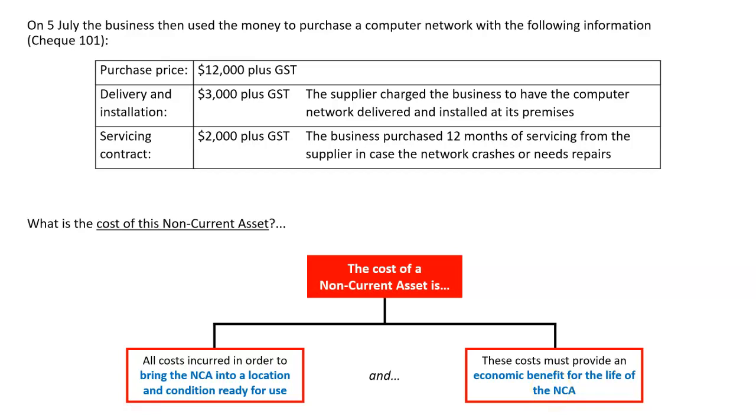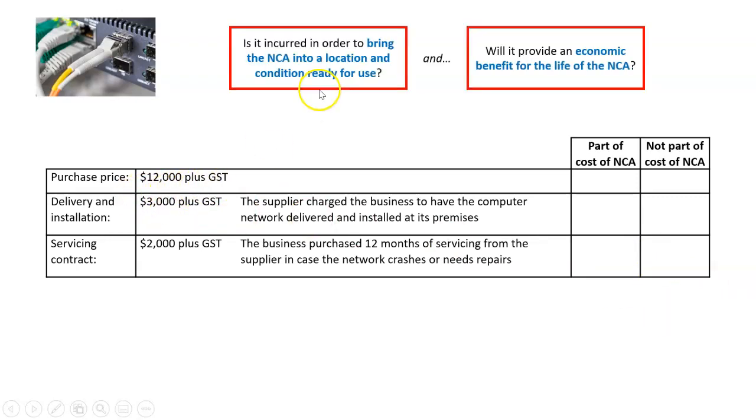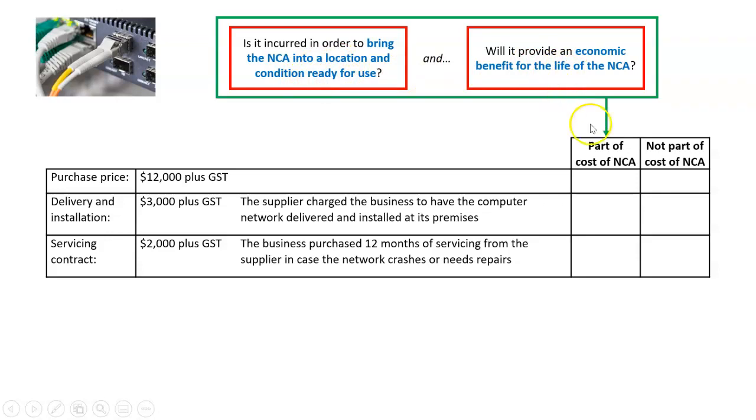So when we do depreciation, we'll give this computer network what's called a useful life. How long we think it'll last for. Let's just say, for example, computer networks usually last a pretty long time. So let's say 10 years. The point is, do we think these costs will last that long? So let's take the purchase price. We're going to ask two questions for all of these. Is it required to get the asset in a location and condition ready for use? And will it last the life of the asset? If both of those are true, we're going to say that's part of the cost.